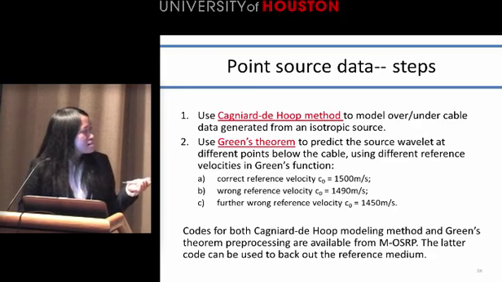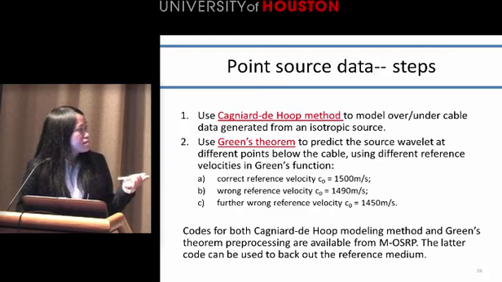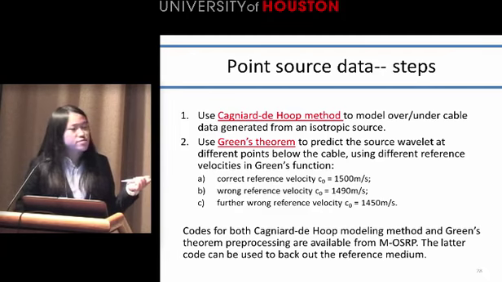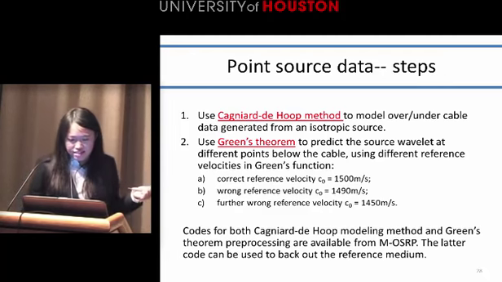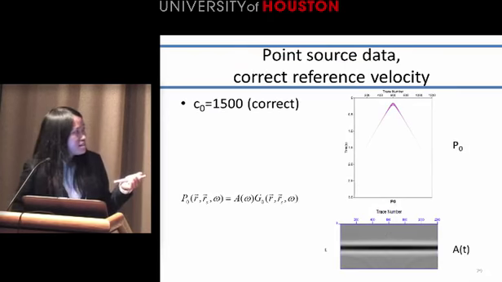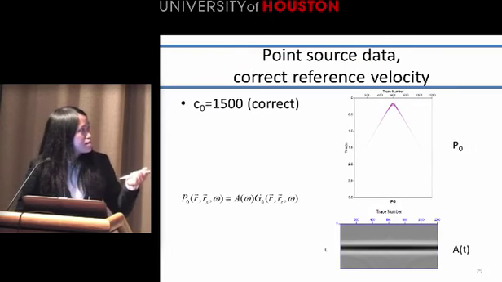that is provided by M-OSRP to predict the wavelet at different points below the cable, using different reference velocities in the Green's function. I will test the case of using the correct reference velocity, a wrong reference velocity, and a further wrong reference velocity. And this is the result of the prediction of the reference wave P0.